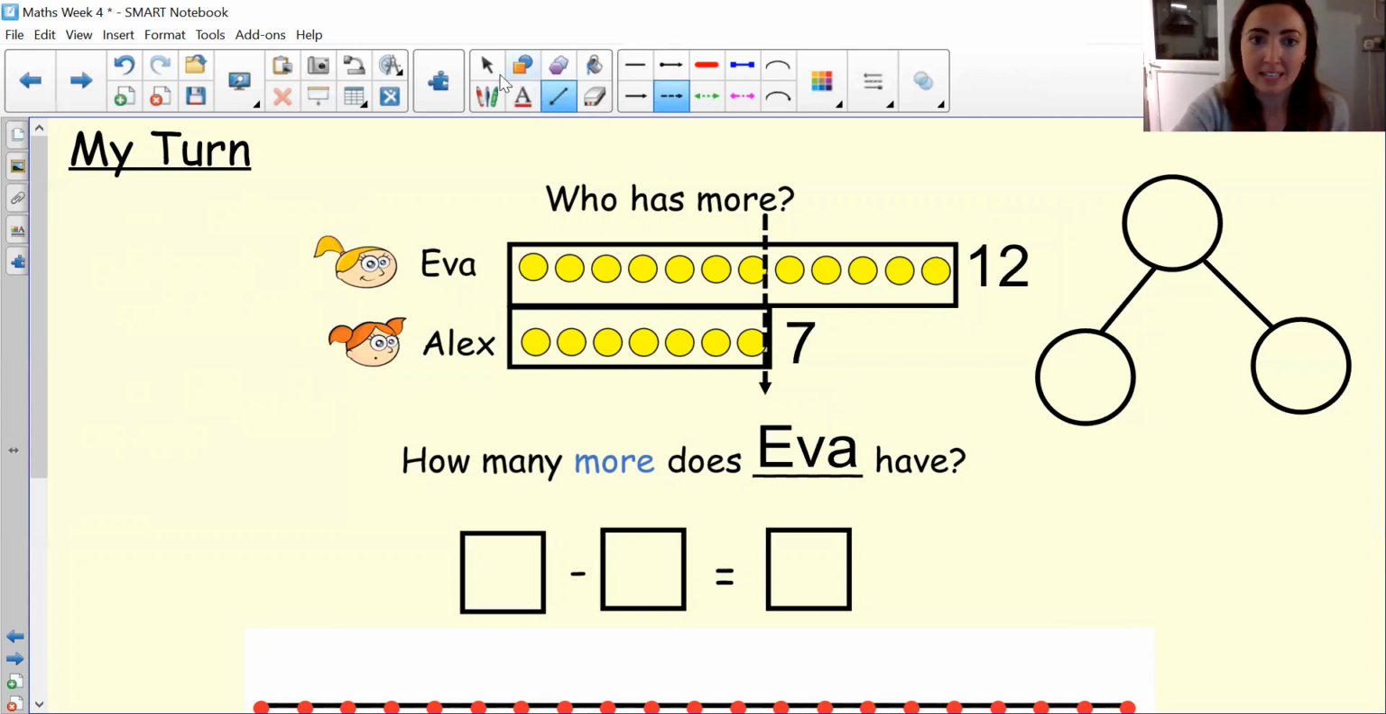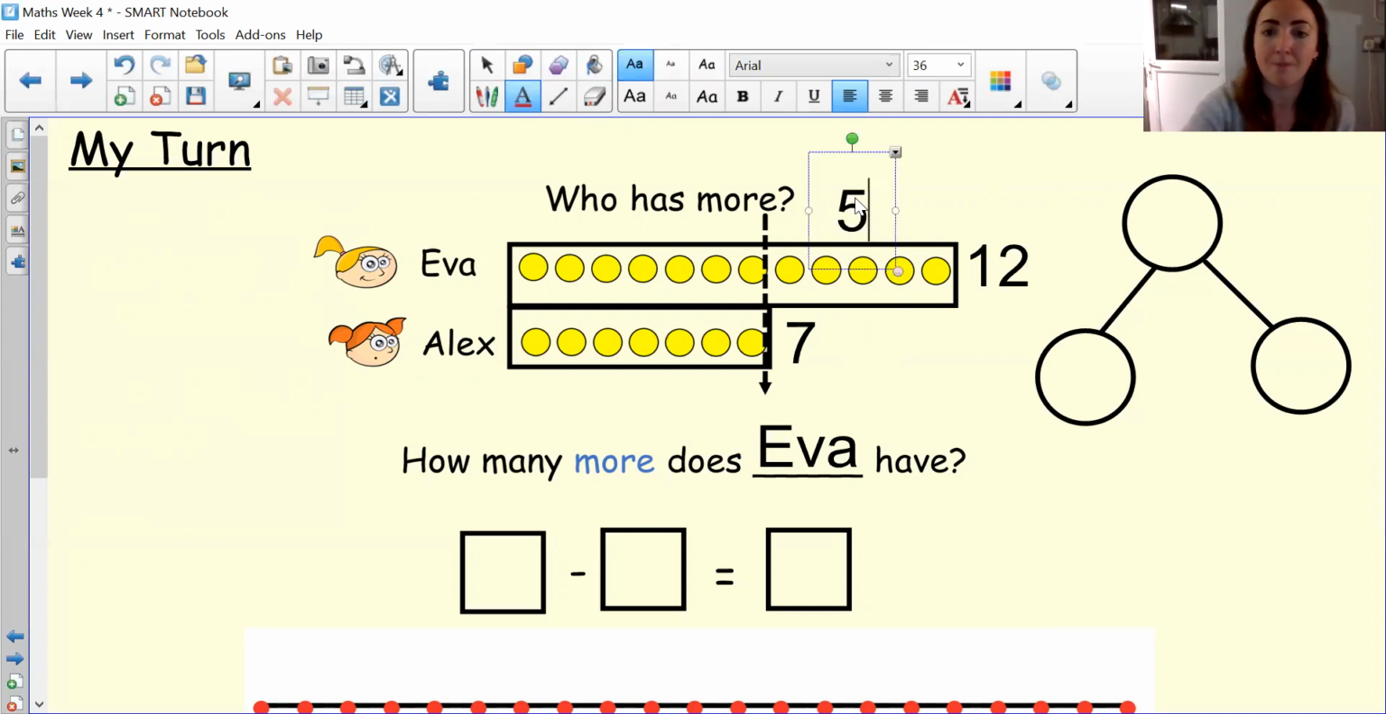So shall we count to see how many more she has? 1, 2, 3, 4, 5. Eva has 5 more than Alex.